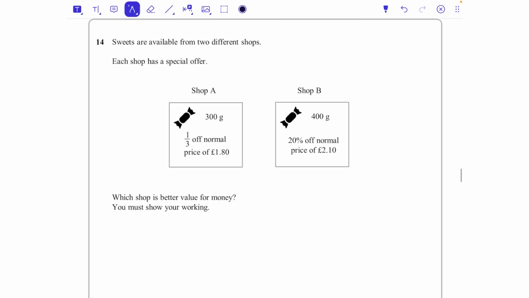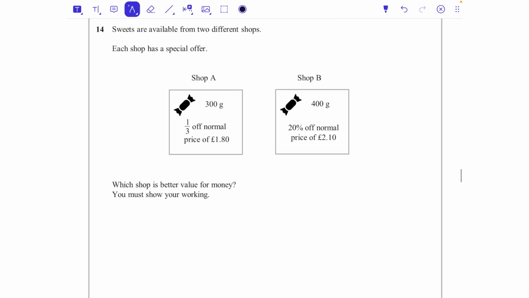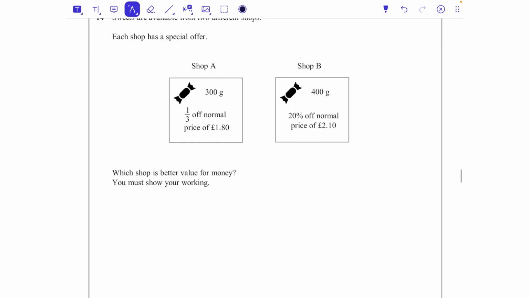Question number 14. Sweets are available from 2 different shops. Each shop has a special offer. Shop A, you can get 300 grams and you get a third off the normal price of £1.80. And shop B is 400 grams and you get 20% off the normal price of £2.10. Which shop is better value for money?